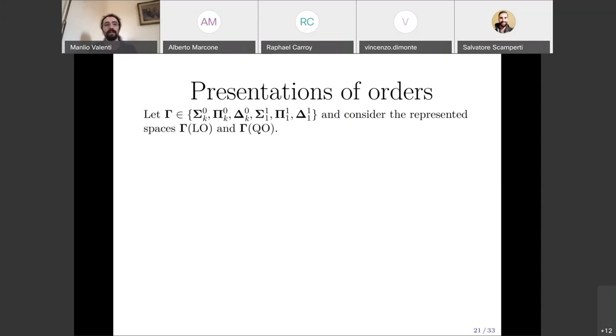To be a bit more precise, what we do is the following. We consider a class gamma, which is going to be sigma 0 k, pi 0 k, or we will never go beyond the level of sigma 1 1, pi 1 1, or delta 1 1. And we consider the represented spaces of gamma linear orders and gamma quasi orders. Again, the trick is pretty much the same we used in the case of the natural numbers. When I said a pi 1 subset of the natural numbers, what is the input? It's a code, a string, such that answering the question whether n belongs to A is a pi 1 question relative to this oracle. The same happens here. So now answering the question whether A is less than or equal to B is not going to be a computable problem in the input, but it's going to be a gamma problem in the input.